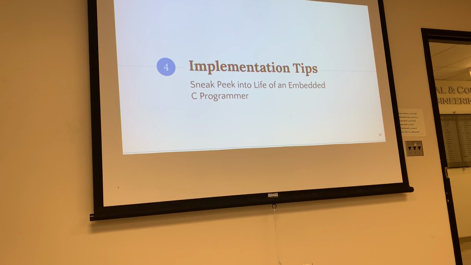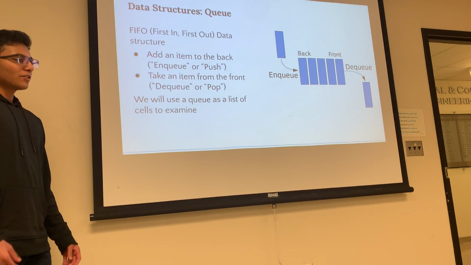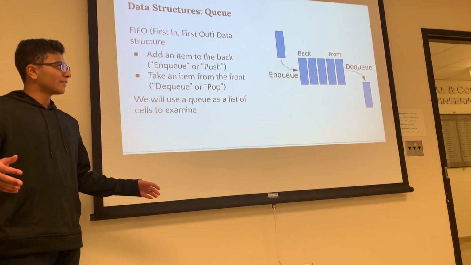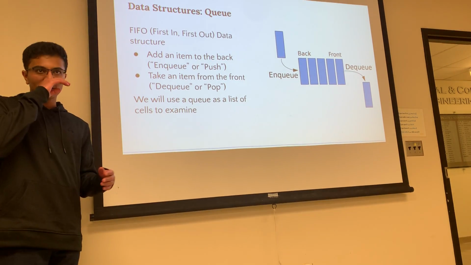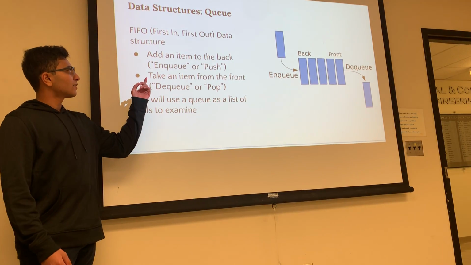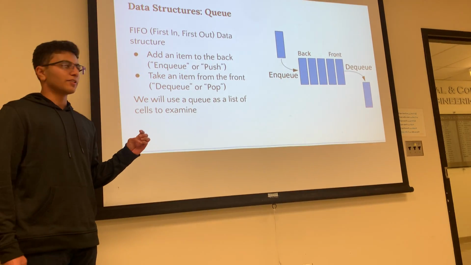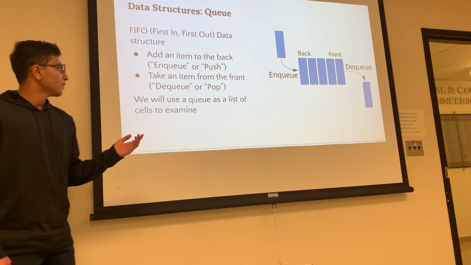Alrighty. Okay, so now let's go into one of the questions that was asked earlier, and that is how we actually implement the queue in C. Just a quick recap, a queue is a first in, first out, or FIFO, data structure. You can think of it as an array that keeps growing and shrinking when you add things to it and when you pop things from it. Adding things to the back of the queue is called an enqueue or a push, and taking items from the front of the queue is called a dequeue or a pop.